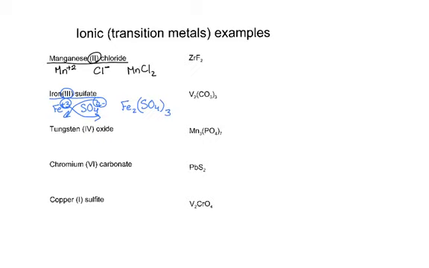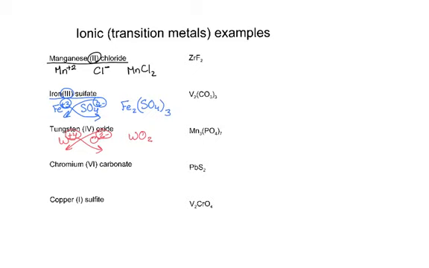Okay, next one. Tungsten 4 oxide. So tungsten is W. This 4 tells us that that's +4 charge. Oxide is O2 minus. So then it would be WO2. Again, you can look at it, see that that's +4 and that's -2, so you need 2 oxygens. Or you can cross these and then reduce.